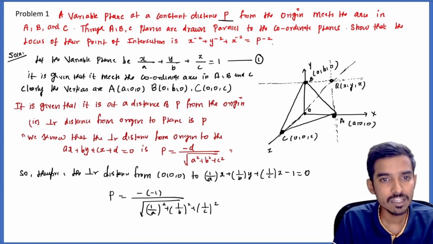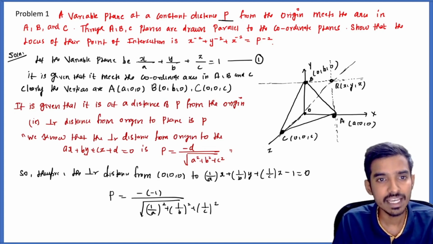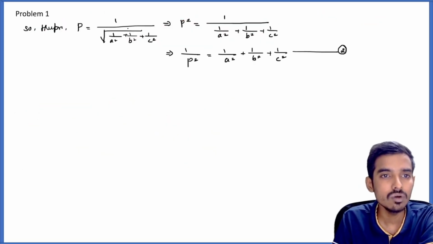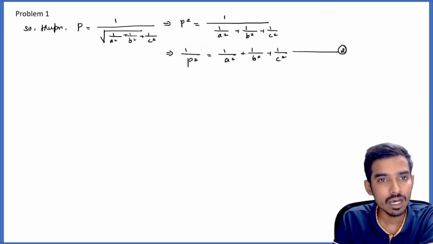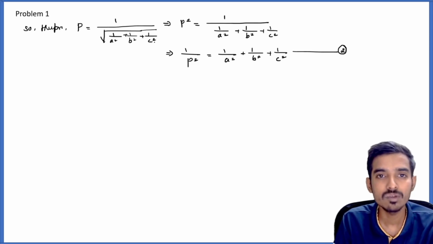So here, ax plus by plus cz minus t. So a is 1 by a, b is 1 by b, c is 1 by c, d is minus 1. So I've just applied it here. I got p to be equal to 1 divided by root of 1 by a square plus 1 by b square plus 1 by c square. I'm finding p square and reciprocating it.